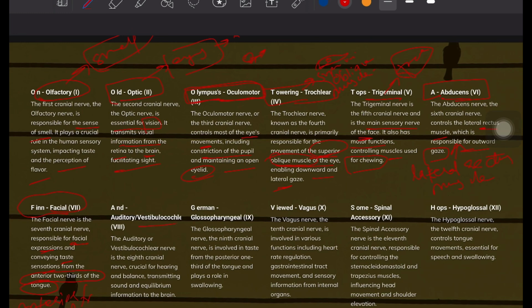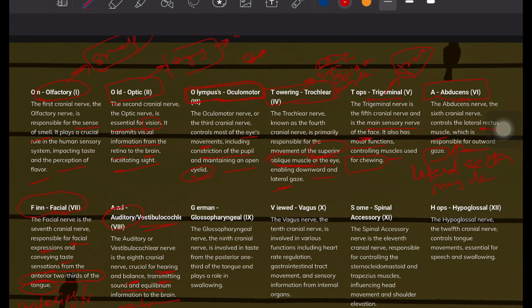Vestibulocochlear. So it is the eighth cranial nerve and it is crucial for hearing and balance. It is crucial for hearing, balance, and transmitting sound and equilibrium information to the brain. It is related to the ear, vestibulocochlear or auditory.